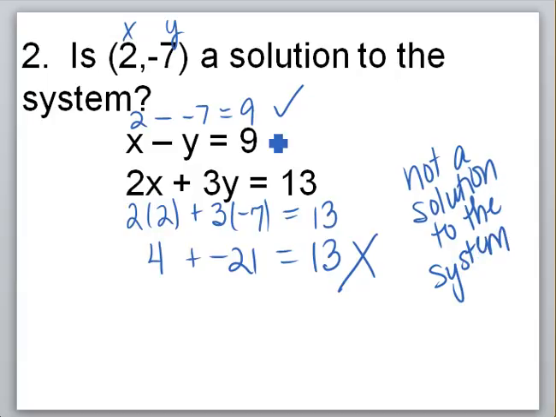So it can be a solution to one, but not a solution to the other. And if that happens, where it's not a solution to the second one or the first one, we know it's not a solution to the system. It has to work for both equations.